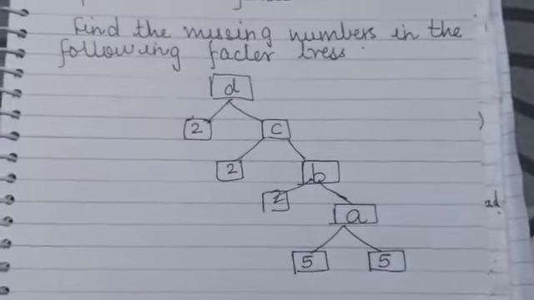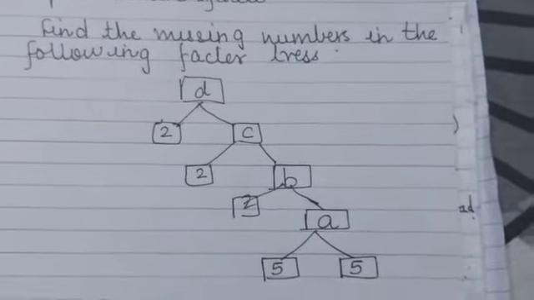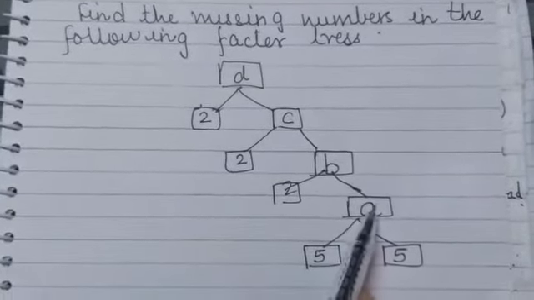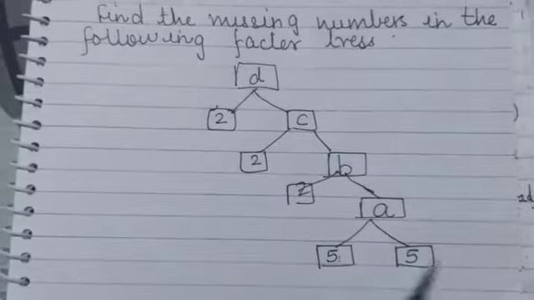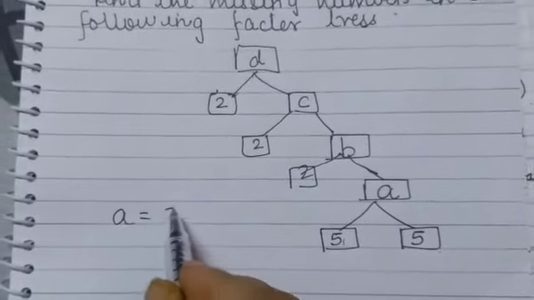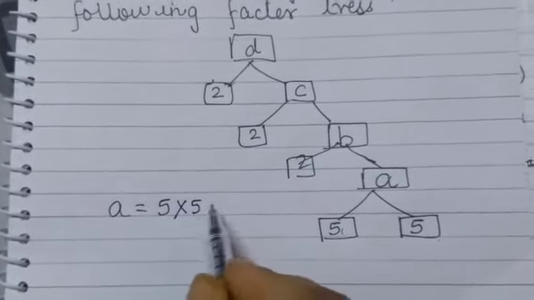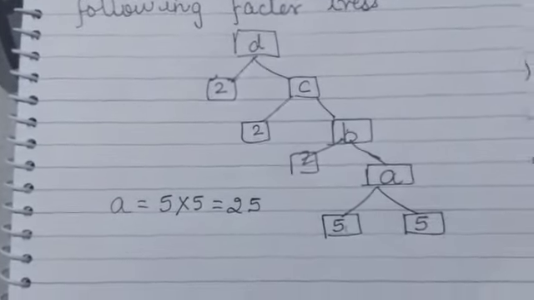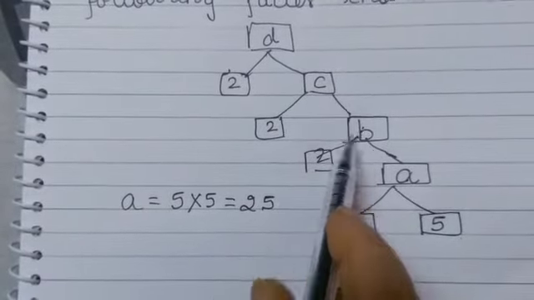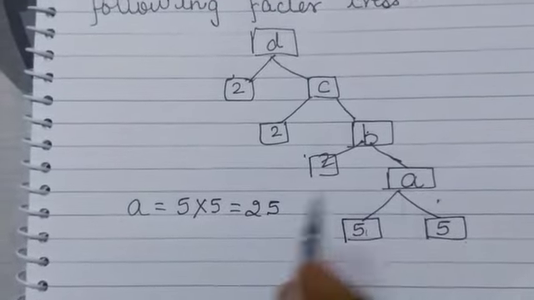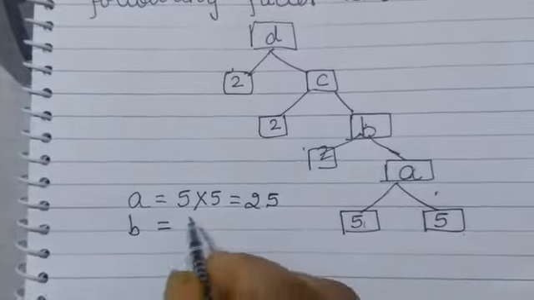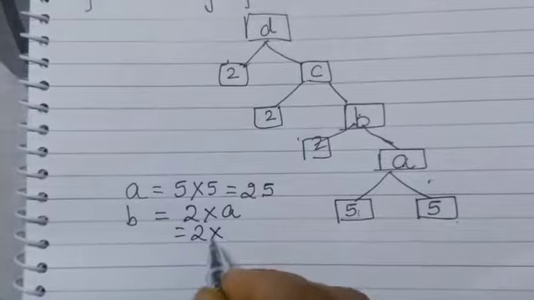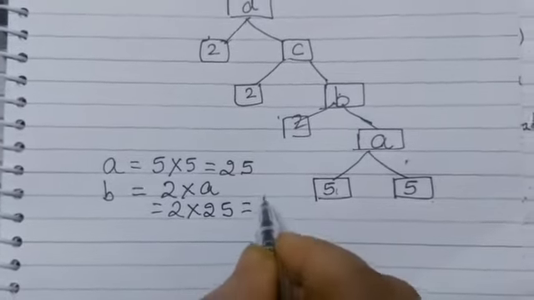See, there is one example here. Find the missing numbers in the following factor trees. Now, what is the value of A? It is 5 into 5. So A is 5 into 5, that is 25. Now, what is B? A is 25, so B will be 2 into 25. So B is equal to 2 into A, so it is 2 into 25. So B will be equal to 50.